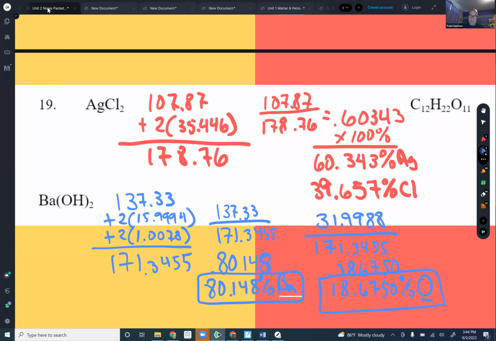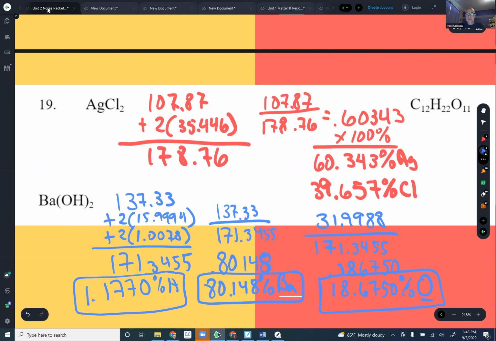0.148. And I will get, for the hydrogen, oh my gosh, so small, 1.1, and I would have 1, 2, 3, 4, 5 sig figs. 5 sig figs. 1.1770% hydrogen.